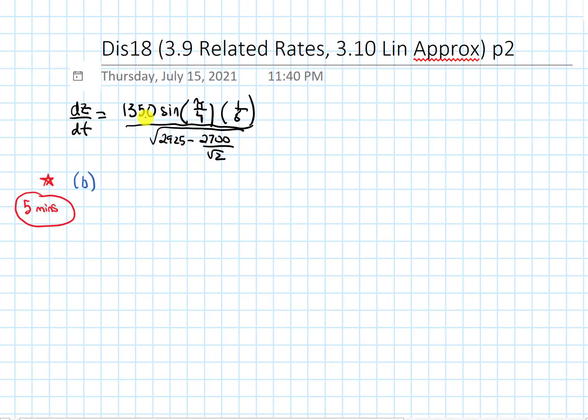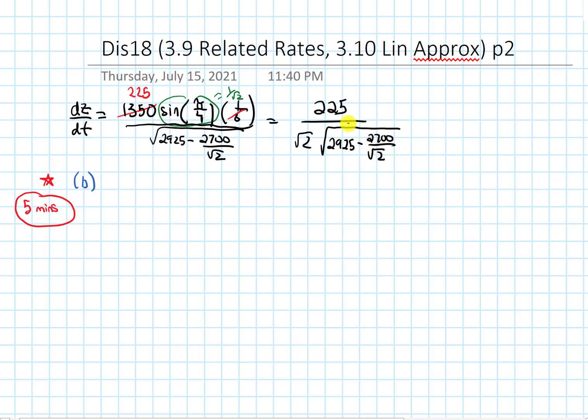All right, just continuing on the next page where I have some more room, the 6 and the 1350 will cancel, and I'll be left with a 225 here. Sine of pi over 4 is 1 over root 2. So what I'll end up with is 225 on the top, and there's 1 over root 2, that root 2 I can bring to the bottom, so I'll get root 2 times this other root, times 2925 minus 2700 over root 2. I'm going to leave it like this, just write the units. The units of z, of length, on the top were feet. The units of t on the bottom were seconds. And that is my dz dt.